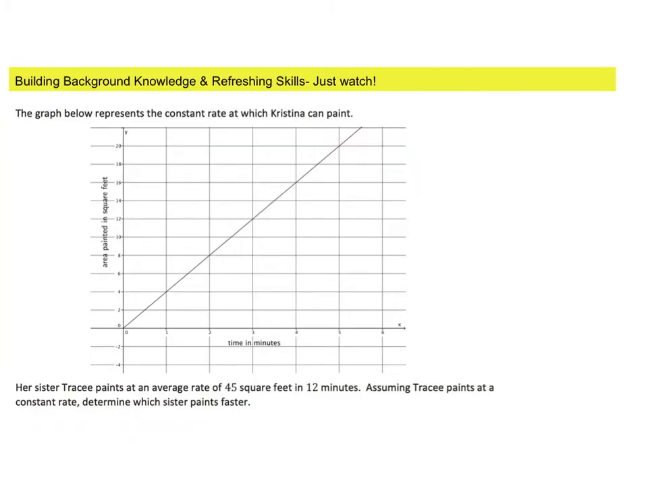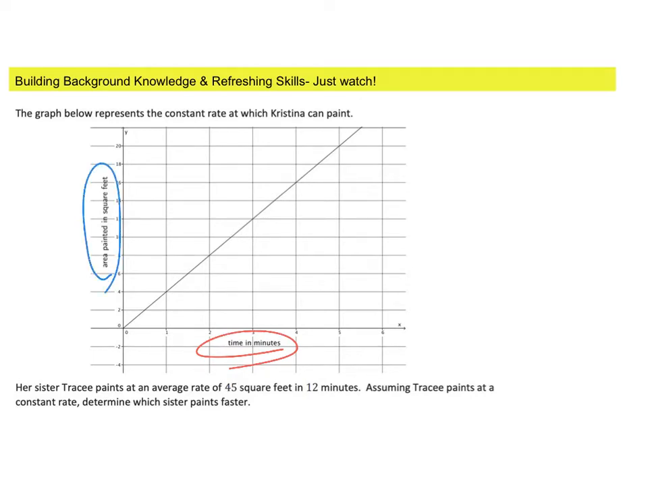All right, so here's just a preview of what we're going to be doing today. We have a graph, and then we have a sentence that just describes the situation. And what we're going to be doing is trying to figure out which one of these has the faster rate or the greater rate. So this graph below represents the constant rate at which Christina can paint. So if I'm looking at this, I see that we have time in minutes down below, and it's being compared to how much she painted.